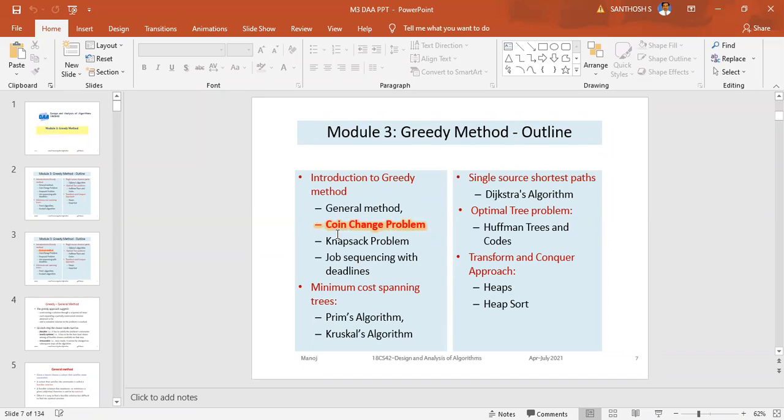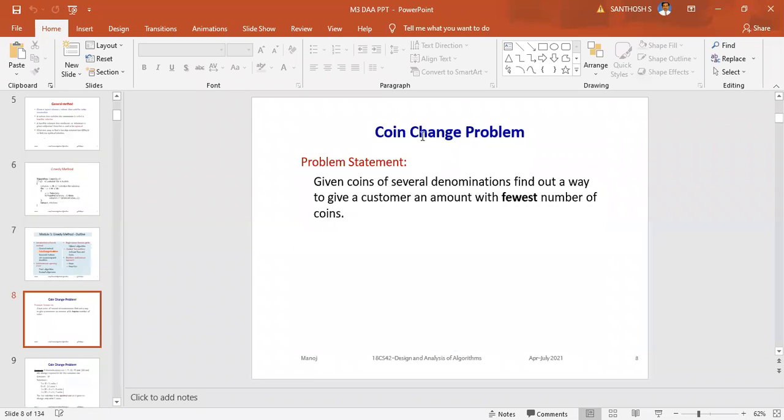It is a general, real world scenario that we can take. Under the coin change problem, first we shall have the problem statement. From here, all the concepts are very, very important for the exam. Kindly concentrate. If you have any doubts, let me know. So first you come with the coin change problem statement.